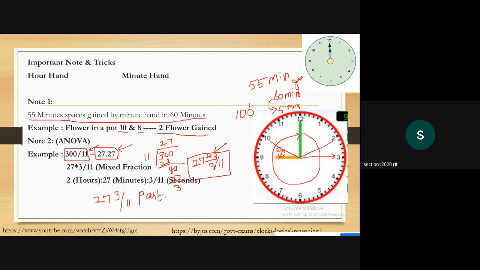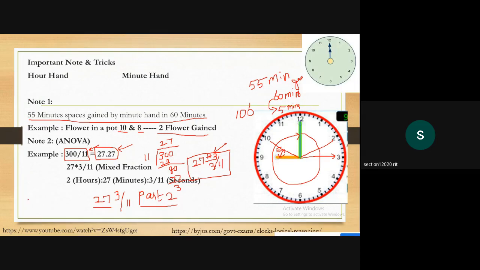So what does 27 3 by 11 past 2 mean? Know one thing well: the hour hand can move only from 2 to 3, it cannot go outside. After 2, that is why they have written past 2. Where will they meet? After 2 hours 27 minutes and 3 by 11th fraction of a second, the hour hand and the minute hand will be exactly in the same place. Let me repeat it. My example is the hour hand and minute hand from 2 o'clock to 3 o'clock; when will they be in one place? It will be at 2 hours past 27 minutes 3 by 11 fraction minutes.